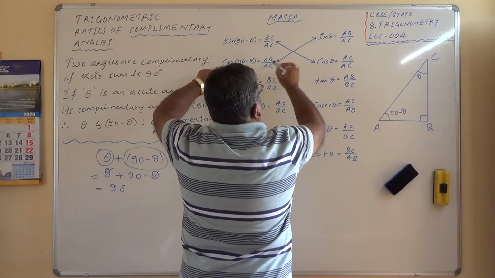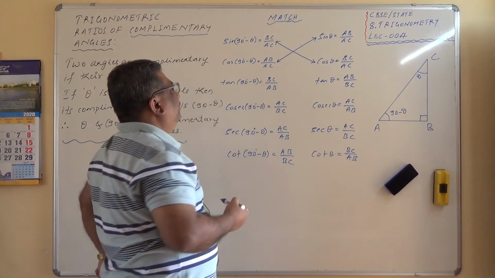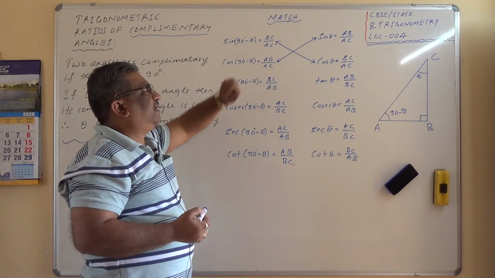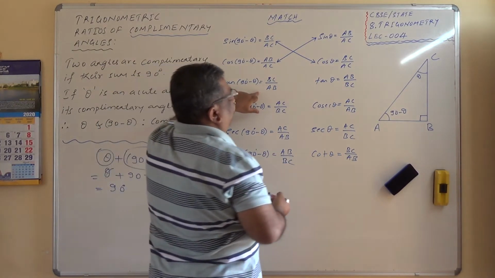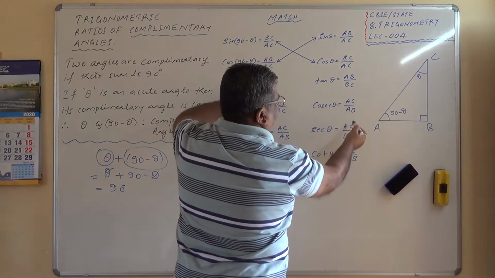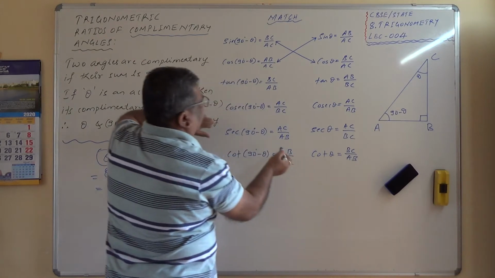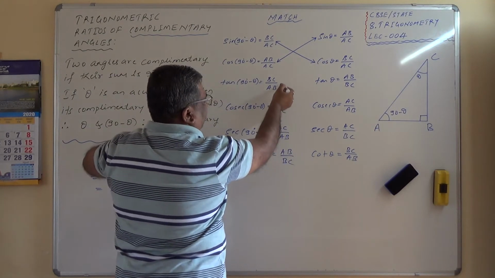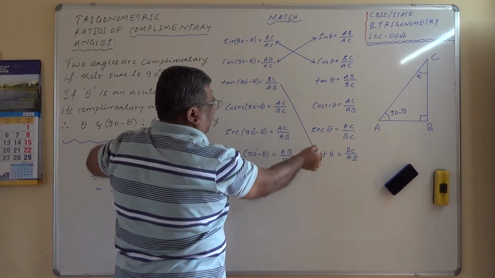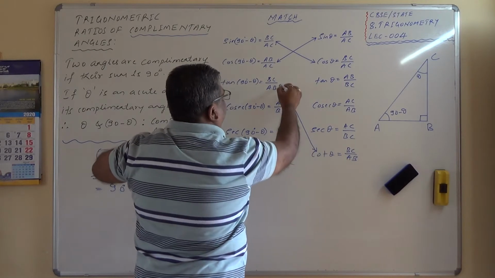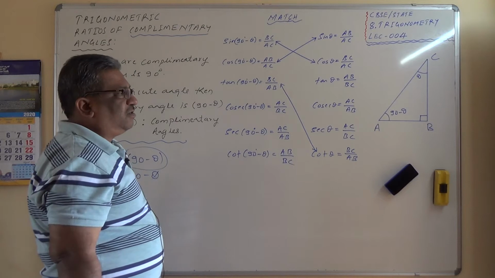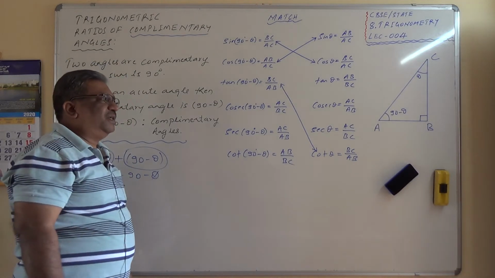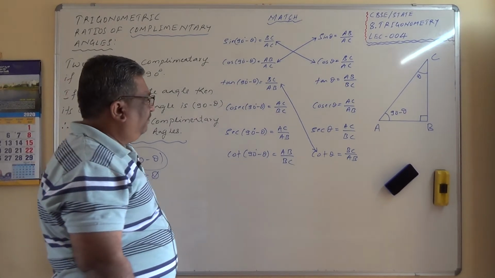Yes, these two are same. Cos 90 minus theta equals sine theta. Next, tan 90 minus theta, BC by AB. Here it is, cot and tan. Can you match this one? This is how it is, BC by AB. So tan 90 minus theta equals cot theta, or cot theta can also be written as tan 90 minus theta.